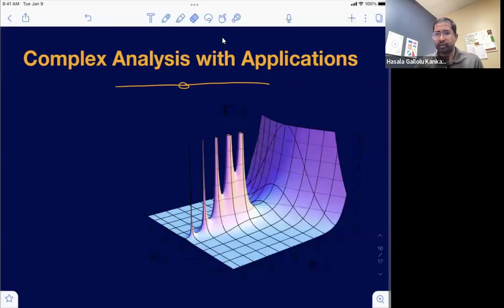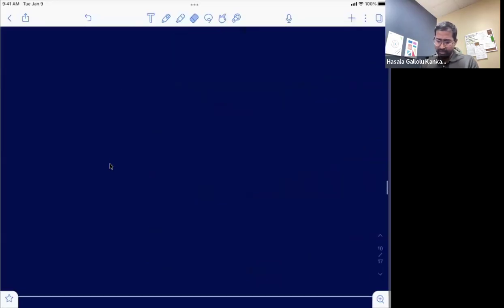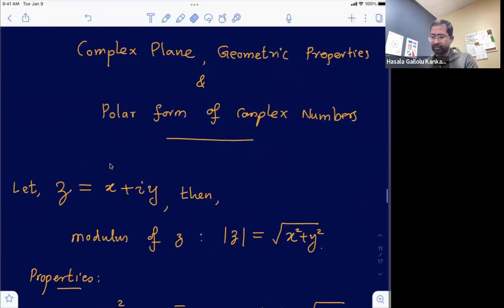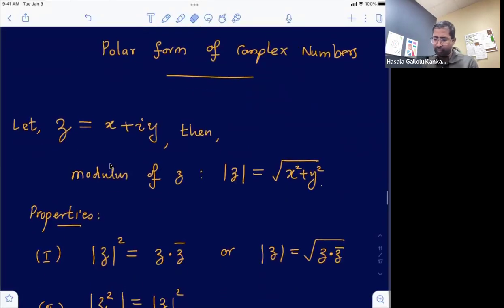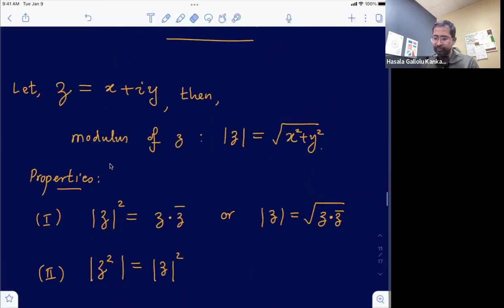Hello everybody, welcome back. In this lesson, we will go over the complex plane and the geometric properties of complex numbers. So to begin with, first of all, we will start looking at the complex plane, the geometric properties, and then the polar form of complex numbers.